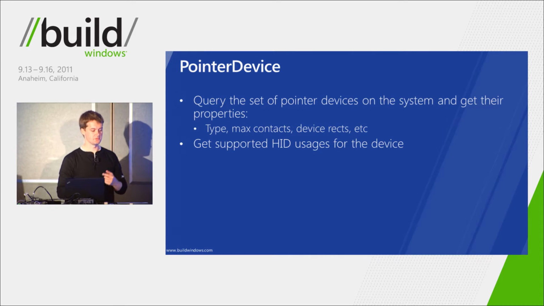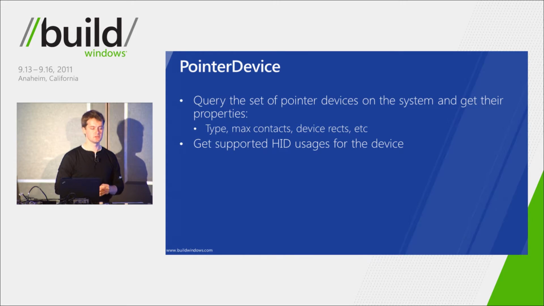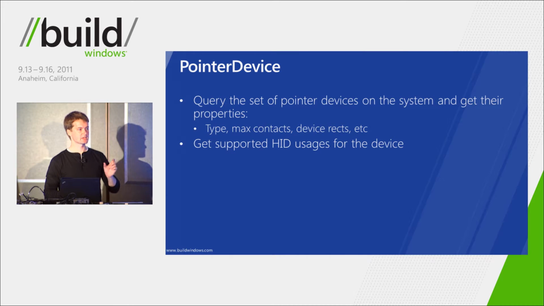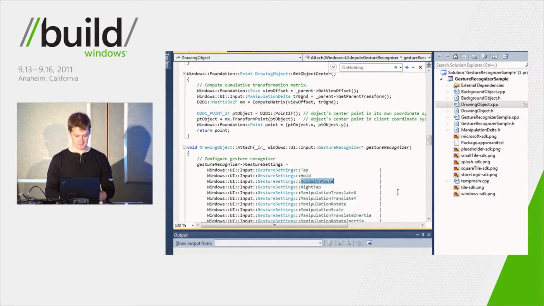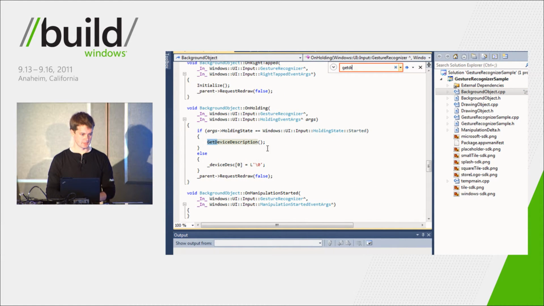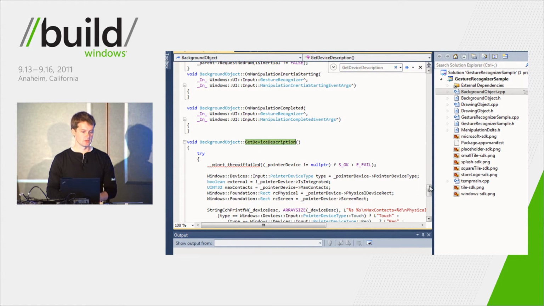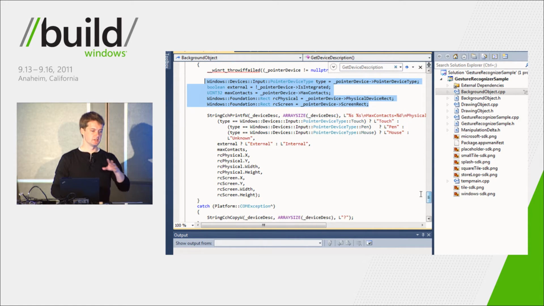So coming back to our example of if we want to check if the device supports pressure, this is probably the best way to do it. Go back to the device, get the full set of properties that the device supports, and check there. Those properties also include the min and max values for the HID usages so that you can parse the raw data that comes back in HID. If we look at background object real quickly, we can see in get device description, yeah, that guy. We here pull a bunch of properties off. So we check what the type of the device is, we check whether it's integrated, get the contacts, get some of the rectangles, and basically build up a big string that we're going to display in the corner and display that.